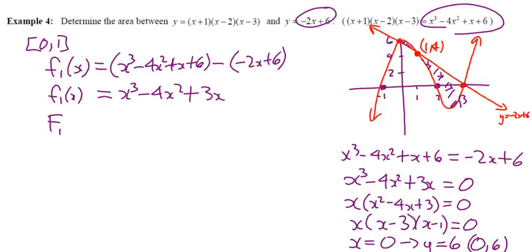All right, while we're here, let's do capital F1. Let's find the antiderivative, right? We're going to use it to calculate all of this for the area between 0 and 1, where the cubic has the upper hand. So 1/4 minus 4/3 plus 3/2.